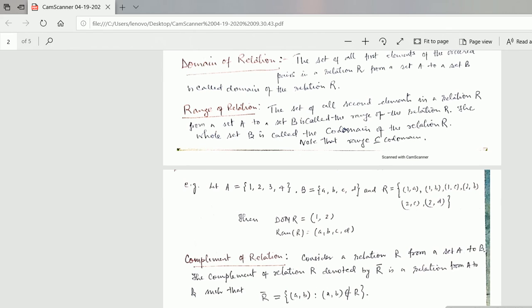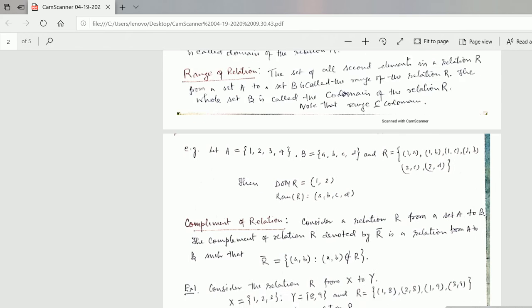Now range of a relation. The set of all second elements in a relation R from a set A to a set B is called the range of the relation R. The whole set B is called the codomain of the relation R. Note that range is a subset of codomain.